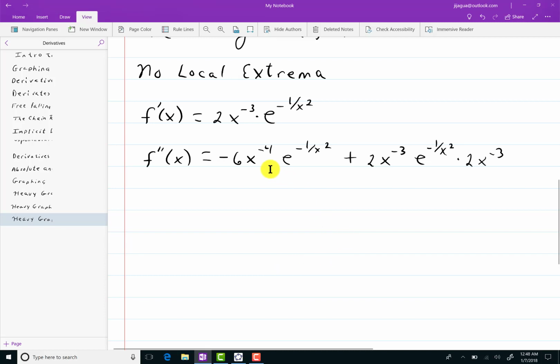And let me simplify a little bit because I have to figure out where this thing is equal to 0 and stuff like that. So what I'm going to do is, well, you can factor out an e to the negative 1 over x squared, certainly. But you may not have had a lot of practice in factoring out x's with negative exponents. Let me go ahead and multiply the 2x to the negative 3 times 2x to the negative 3.